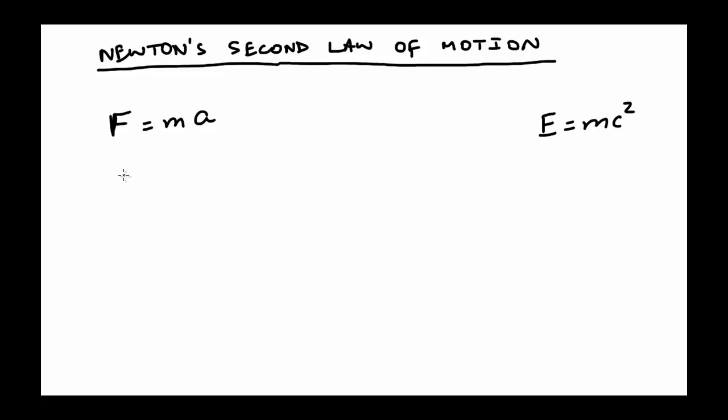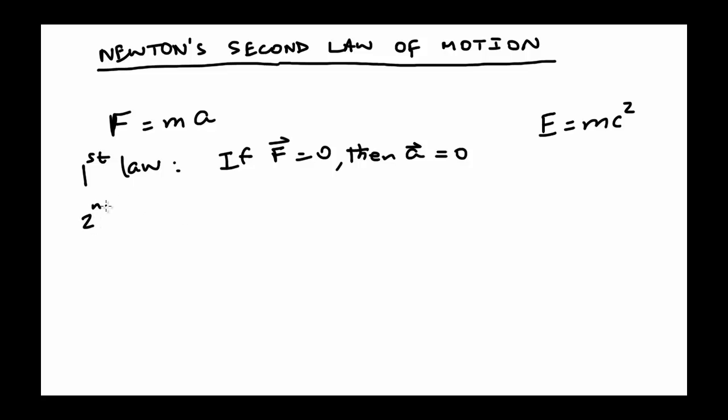Let's start with remembering the equation form of Newton's first law. That simply said that if F is 0, then A is 0. Acceleration is 0 if there is no force. Newton's second law discusses the second half of this equation. What if F is not 0? Well, that's when we get F equals m times A.